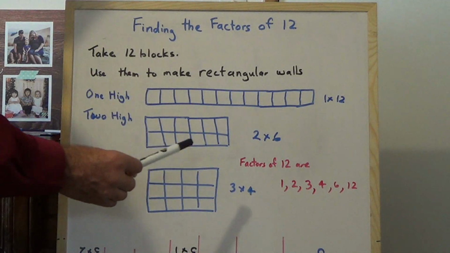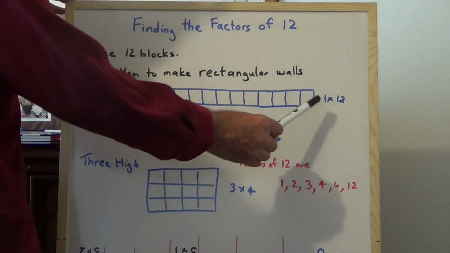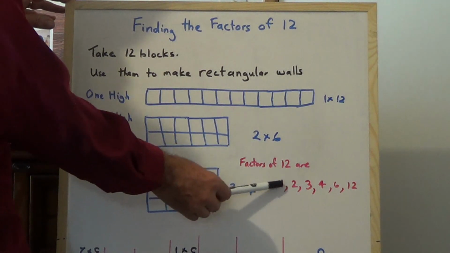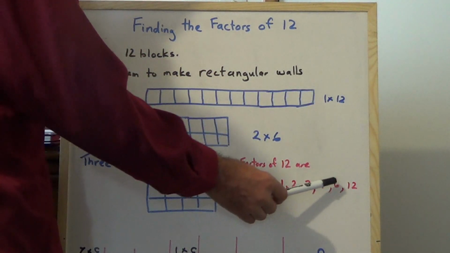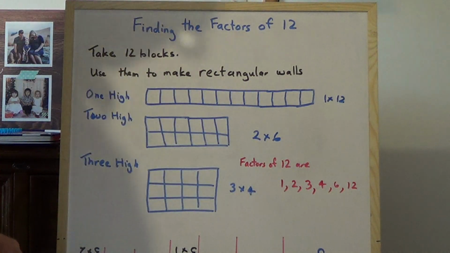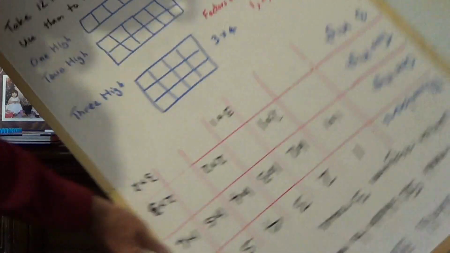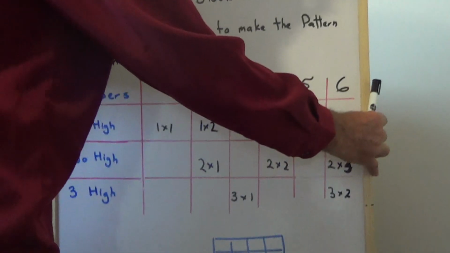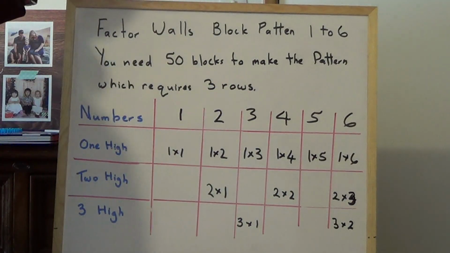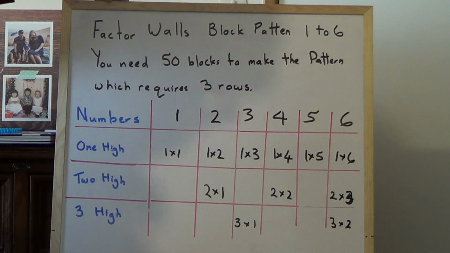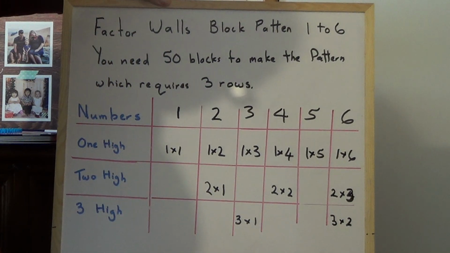Right, now the factors of 12 are 1, 2 and 3, and then 4, 6 and 12. Right, now we'll go and look at the block pattern. Hopefully you can see all of that, and I've got it aligned. I'll just nudge it a little bit.